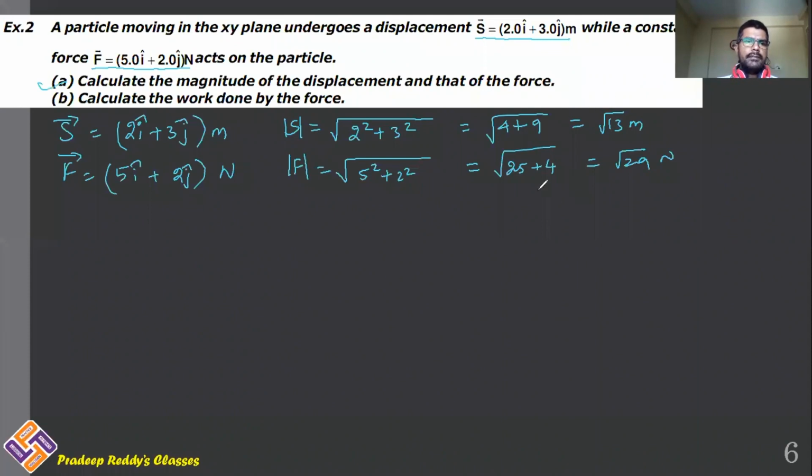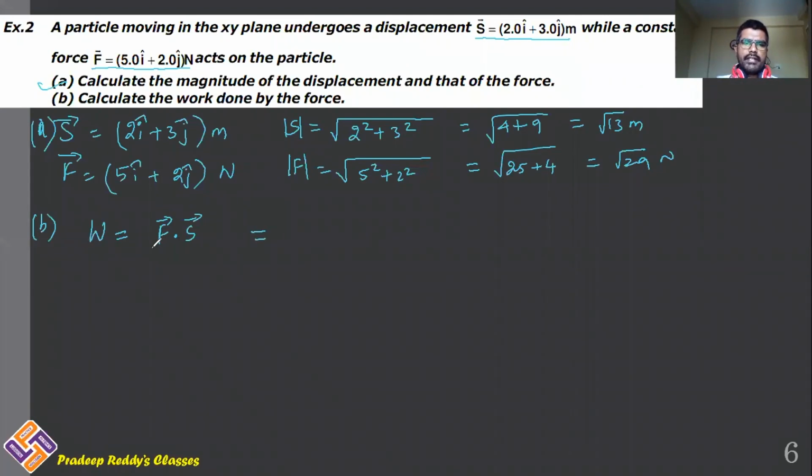We have calculated that. Next, question B: calculate the work done by the force. Whenever you want to find work done, we have the basic relation, work done W is equal to F bar dot S bar. You need to take the dot product of those two vectors so that you get the net work done.